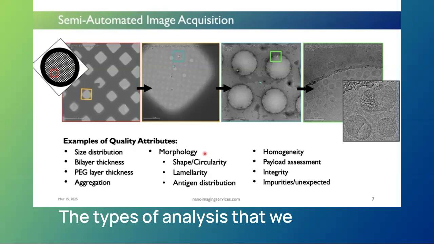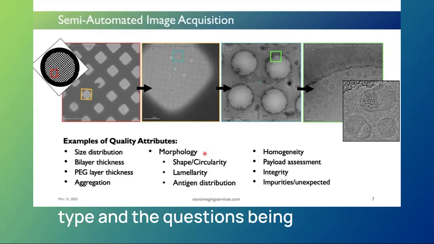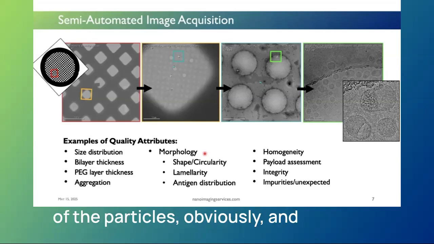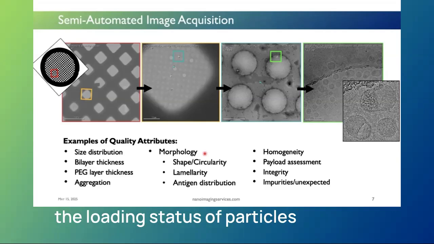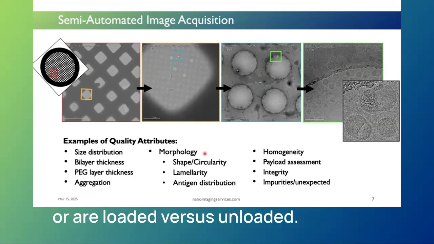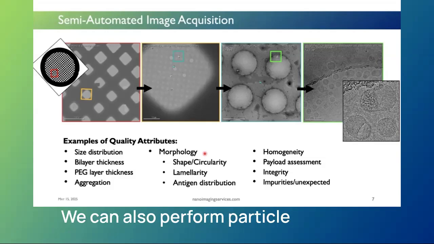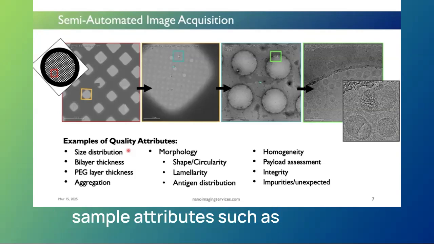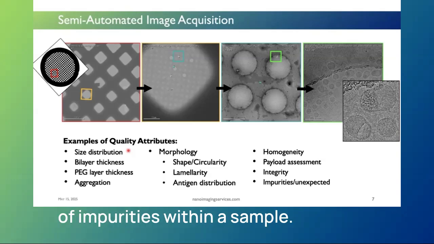The types of analysis that we can perform on these high magnification images varies depending on the sample type and the questions being asked about the sample. Some examples of the quality attributes we're often asked to assess are the morphology of the particles, obviously, and the loading status of particles, and assessing proportions of particles within a sample that have a particular morphology or are loaded versus unloaded. We can also perform particle size distribution analysis to show the range of particle sizes. And finally, we can look at other sample attributes such as particle aggregation, particle integrity, and the presence of impurities within a sample.